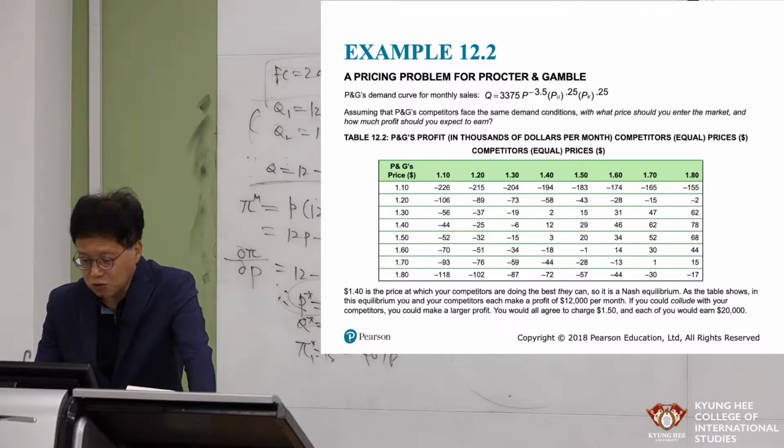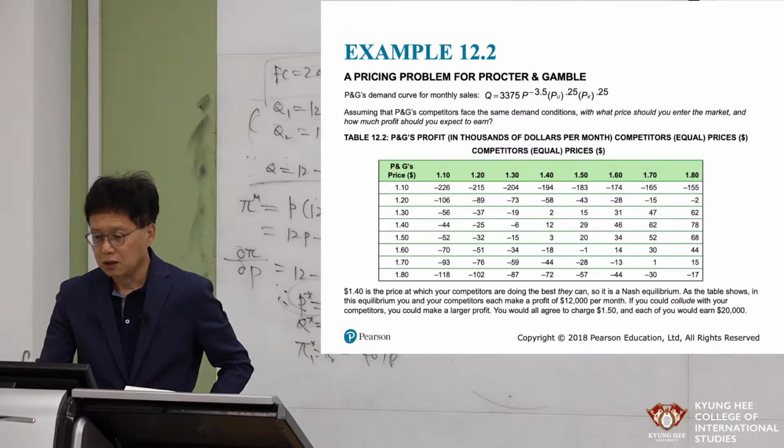So in this equilibrium, you and your competitors each make a profit of $12,000 per month, or 12 in this table 12.2, right? And the equilibrium price, the Nash equilibrium price, should be equal to $1.40. Okay? If you could collude with your competitors, you could make a larger profit. You'd all agree to charge $1.50. Then profit expands to $20,000, right? Quite a bit larger than the earlier firm's profit of $12,000. Okay?